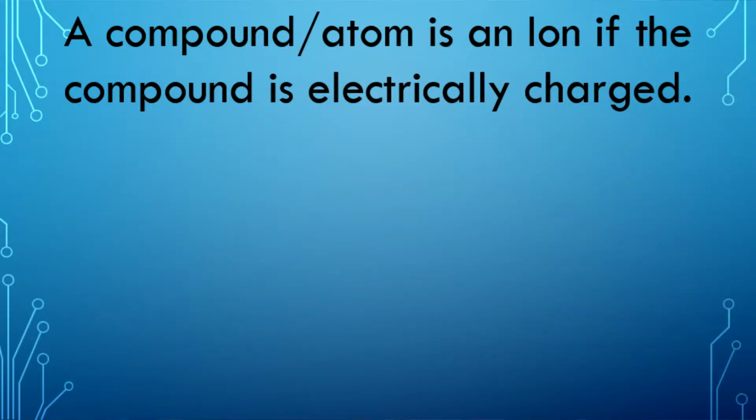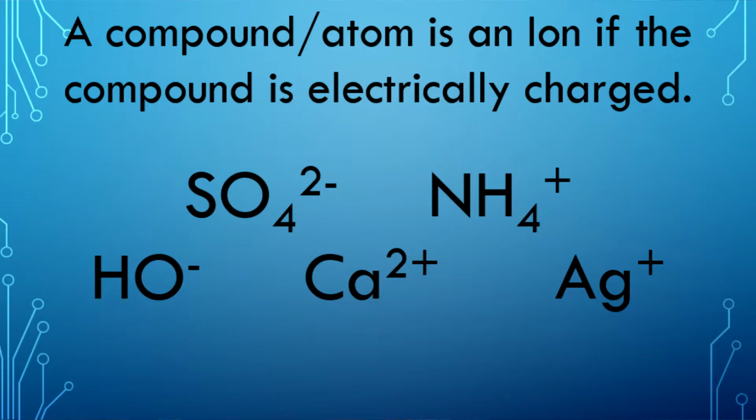For those of you that haven't learned this yet, a compound is an ion if it is electrically charged. So all of those little compounds that you see with the plus and minus sign, and even the individual elements with the plus and minus sign, those are all ions.